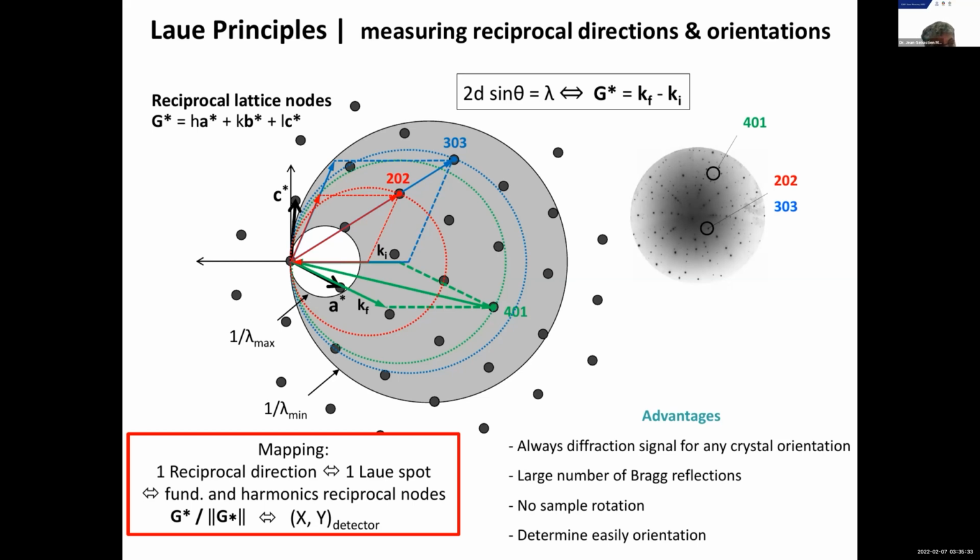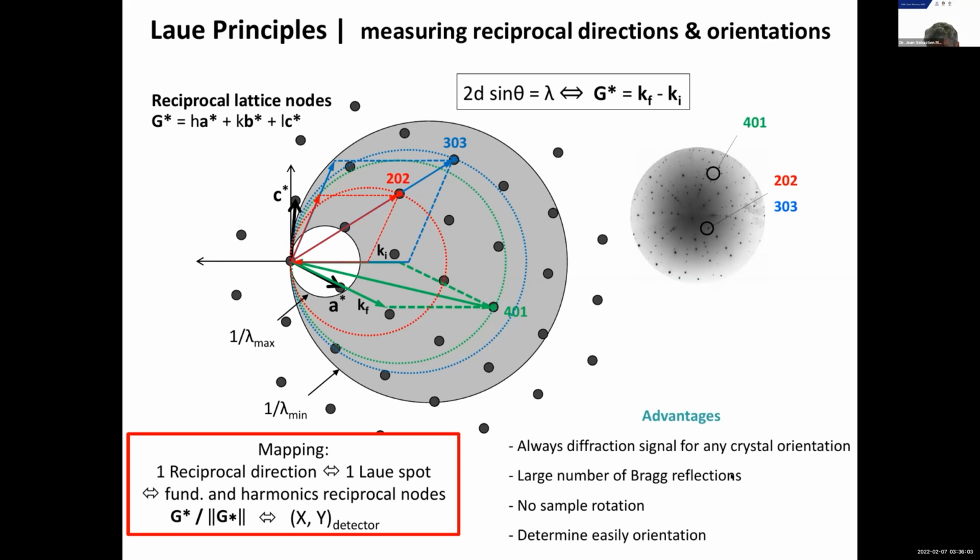Contrary to a monochromatic beam on a single crystal, where you have to orient your crystal and your detector to find the Bragg reflection, with polychromatic diffraction it's easy. You put the sample, you open the shutter, and then you have a Laue pattern on your detector. So you also get a large number of Bragg reflections.